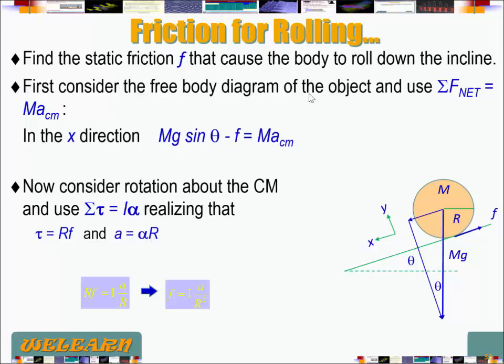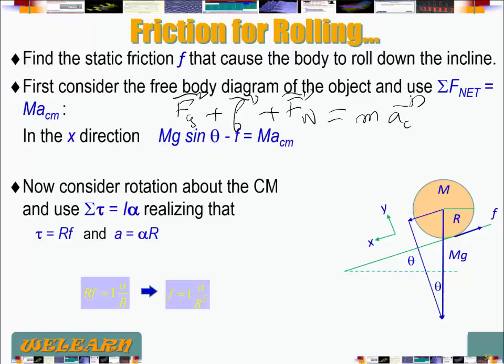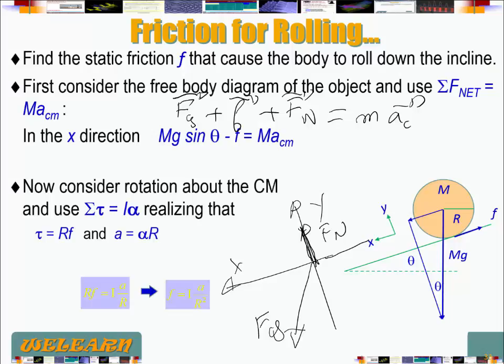We first consider the free body diagram of the object. We have Fg plus the friction force plus the normal force is equal to m a center of mass. Our free body diagram, just any way to make sure we remember. Okay, so this is my x-axis. This is my y-axis. Gravitational force is straight down. That's my Fg. Normal force is perpendicular to the incline, so it's going to be this way. And the friction force is going to be this way.